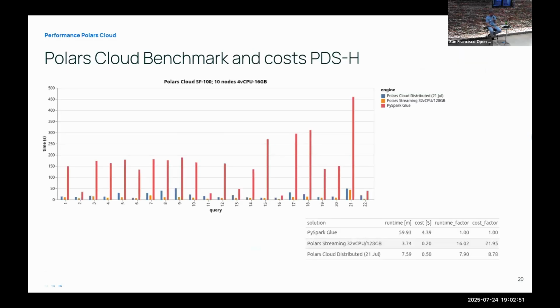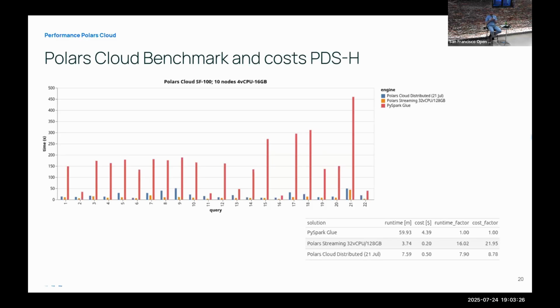We ran the benchmarks compared to PySpark Glue. And yeah, we're very happy with the results. Performance is great. We still see that streaming execution on a single node is more performant. That's because you have way less overhead, right? You don't need to shuffle data to other machines, and shuffle overhead is big. But once you go beyond the scope of vertical scaling, then distributed can be much more interesting.